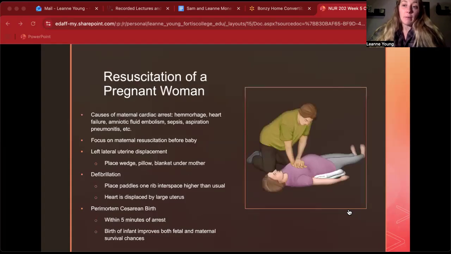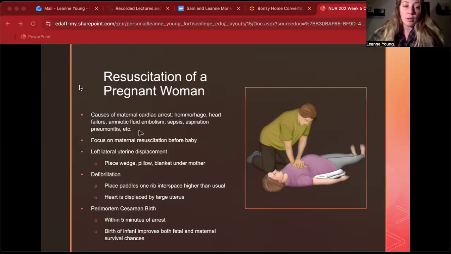If a mom comes in and she needs resuscitation from a trauma, from whatever, domestic violence, motor vehicle accident, she fell really bad, we need to focus on maternal resuscitation first before the baby. We need to make sure that she's in a left lateral uterine displacement position because we don't want that supine hypotension that can contribute to both maternal and fetal poor outcome. So we're going to put a wedge or a pillow or a blanket under the mom.